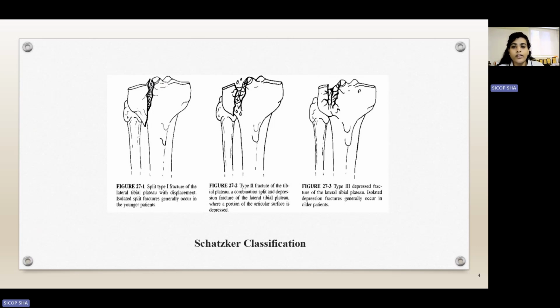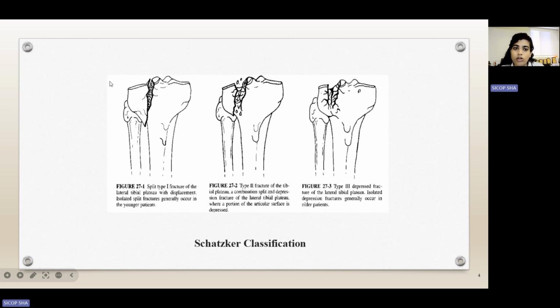This is divided into six types: type 1, 2, 3, 4, 5, and 6. Types 1, 2, and 3 are mostly on the lateral side of the tibia, whereas types 4, 5, 6 are on the medial side, meaning the medial condyle is getting affected. If you can see over here, type 1 fracture is at the lateral tibial plateau and the condyle, and there's a split fracture over here, right? And with displacement.